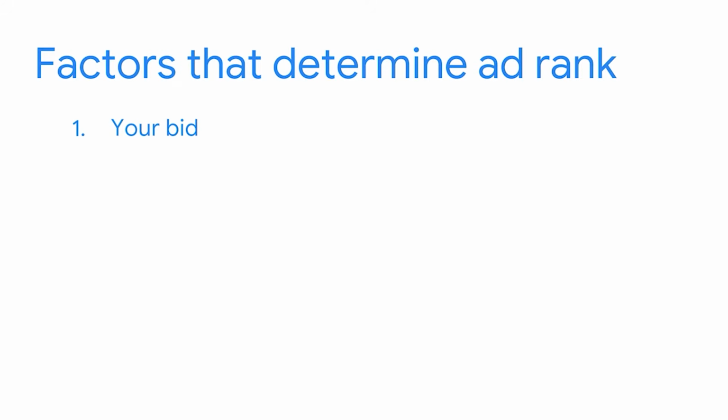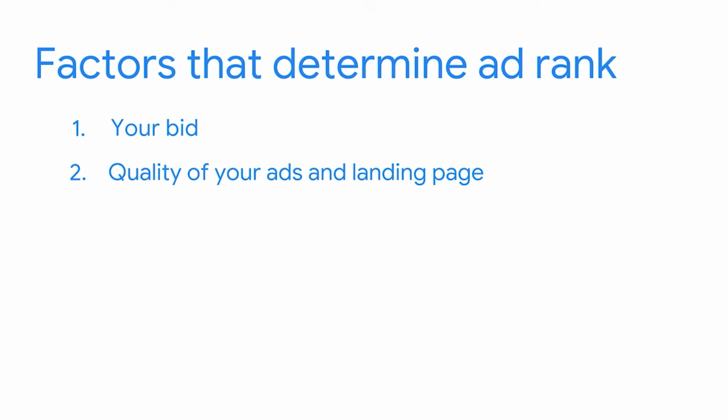The second factor is the quality of your ads and landing page. With each auction, Google assesses the relevance of your ads and landing page to the user's query, as well as the likelihood a user will click your ad. A diagnostic tool called Quality Score in your Google Ads account can help you identify areas for improving ad quality. Quality Score is shown on a scale of 1 to 10. This score acts as a guide for improving your ad effectiveness and is not used in the auction.